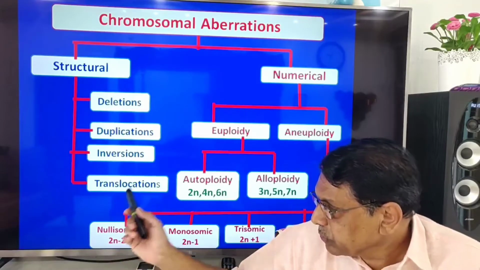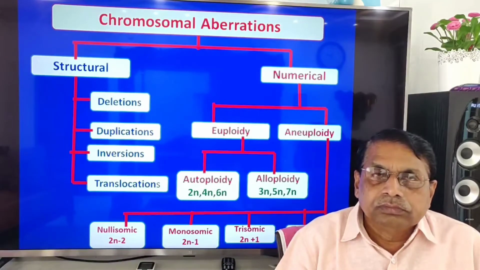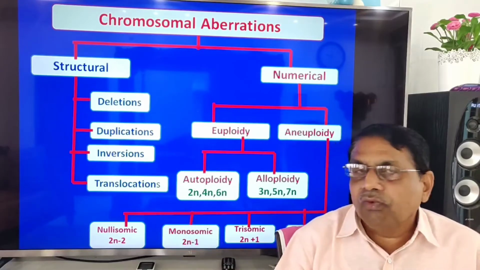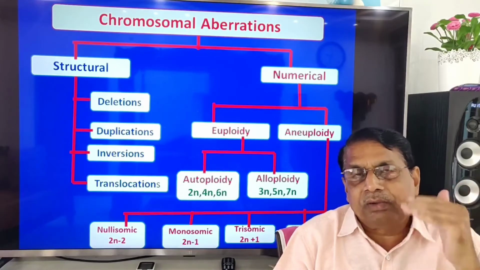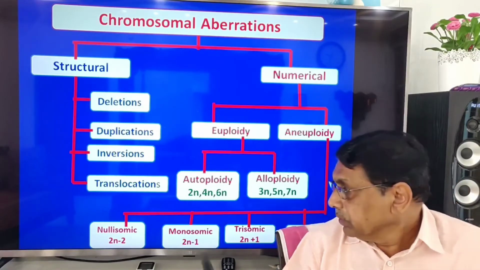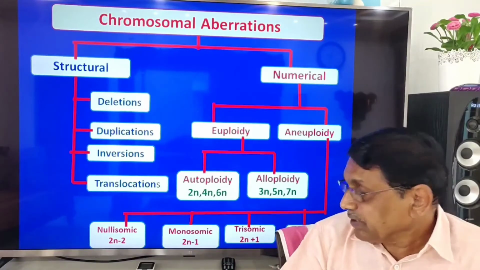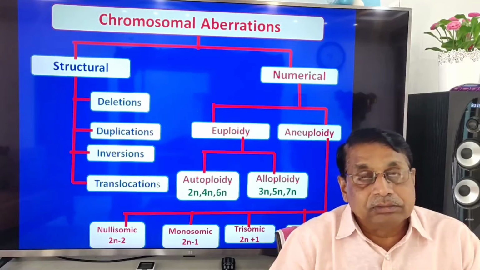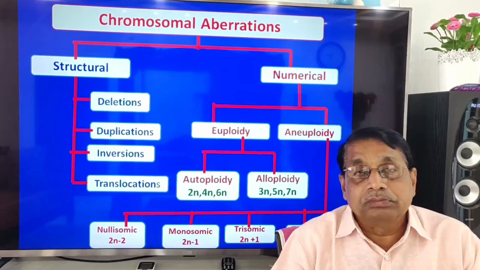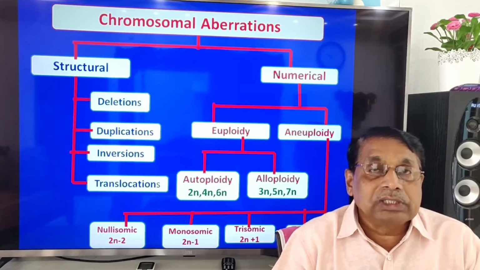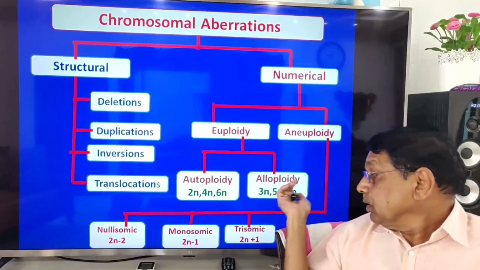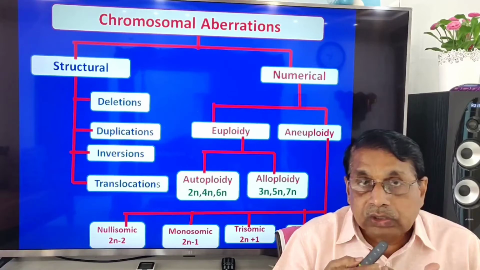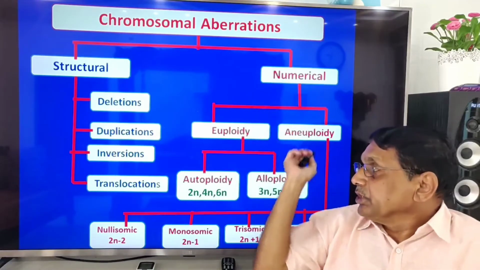Nullisomic, 2n minus 2: 2 chromosomes will be less. Monosomic, 2n minus 1: 1 chromosome less, instead of 46, 45. Trisomic, 2n plus 1: instead of 46, 47, one chromosome extra. That also causes some problems. Then tetrasomic, 2n plus 2: instead of 46, 48. So all these are numerical changes.